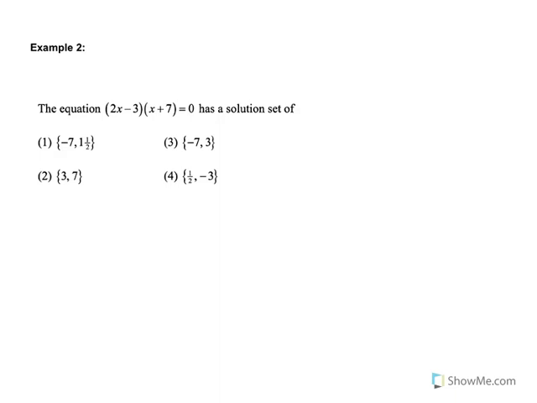On this second example, I have 2x minus 3 and x plus 7 is equal to 0. Just because the equation looks different doesn't mean that we're still not doing the same thing. If I were to multiply these things out, I would still get x squared as my biggest exponent, which means I'm still doing the same thing. I'm still dealing with a quadratic equation here. So I'm trying to figure out which of these are the solutions to my equation.